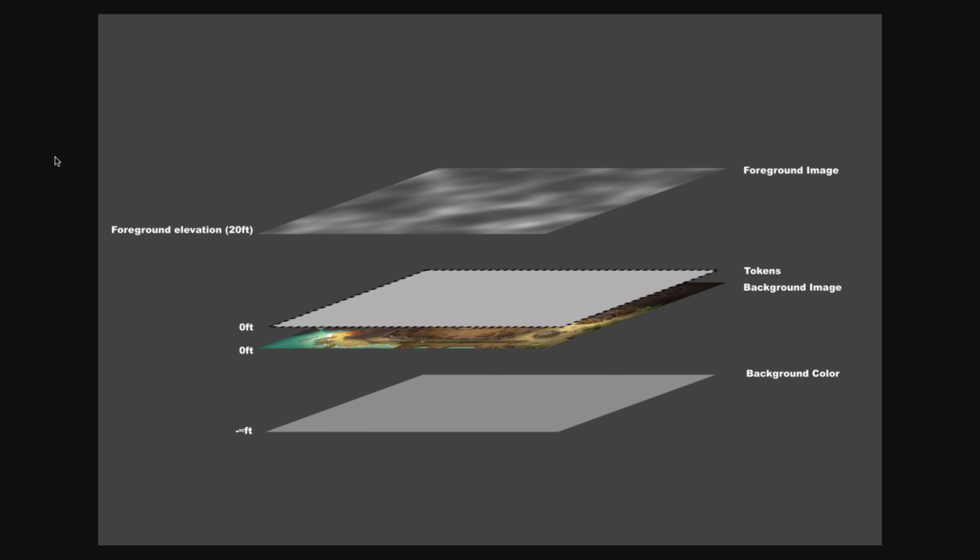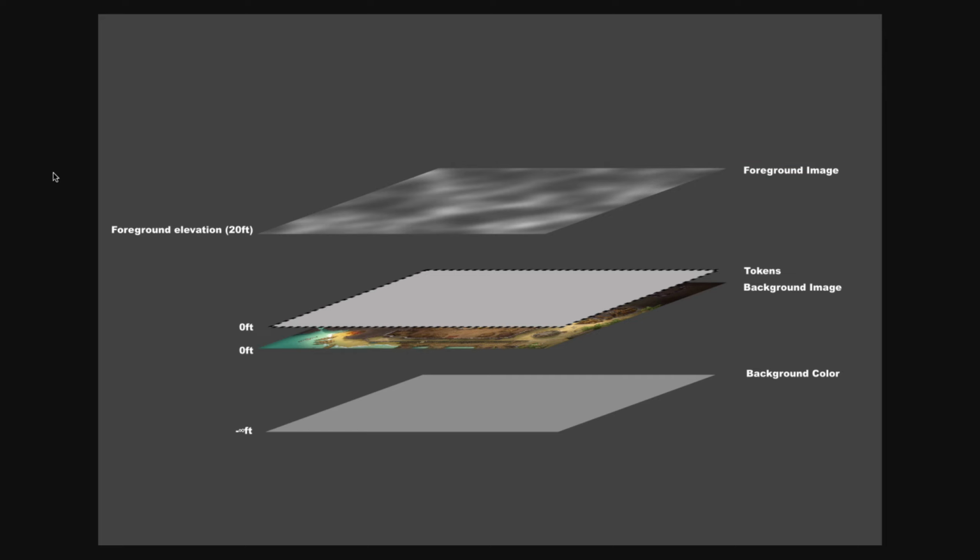Coming over to the other display, I've got an image here that explains these layers. You can see what we've got here is the background color, effectively lying at the bottom. Then we've got the background image, which was our base map. Then we've got the token layer, and then the foreground image, which in this case was the sort of misty cloud effect.